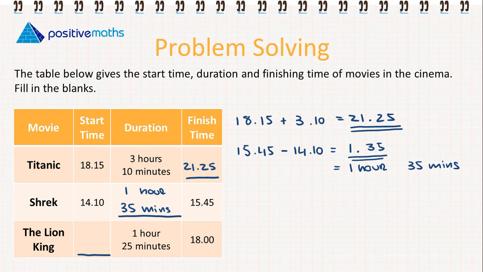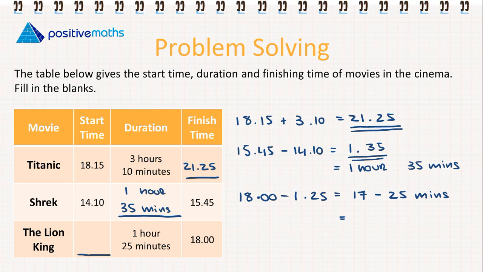Okay, and for the last one then, we are told the finishing time for The Lion King is 6 o'clock. It lasts for 1 hour 25 minutes. So we have to take away 1 hour and 25 minutes from 6 o'clock in order to find the start time. So we have 18 minus 1 is going to give us 17. 0 minus 25 minutes is going to give us minus 25 minutes. So this type of question we have to be careful of. Now we have 17 hours minus 25 minutes.